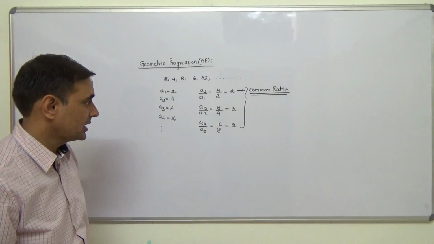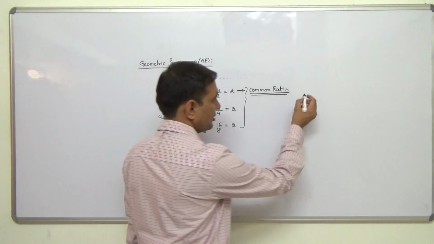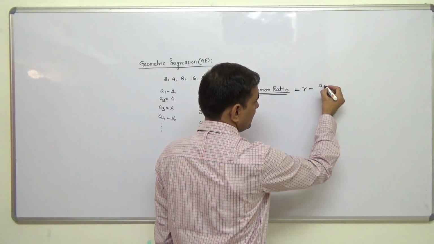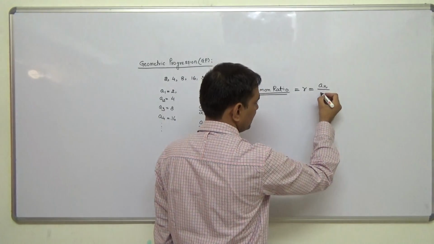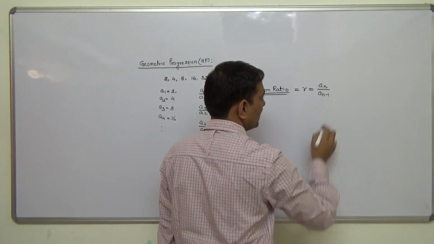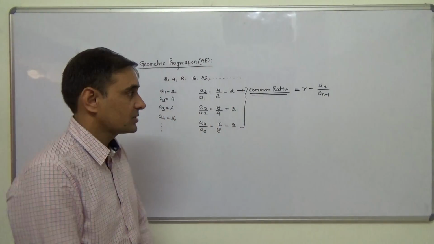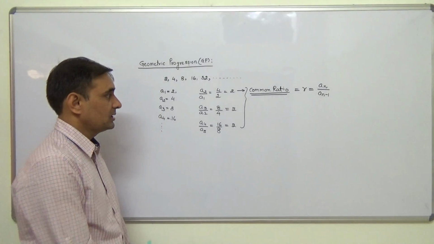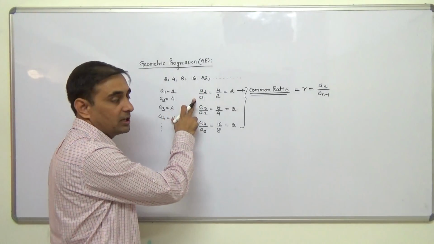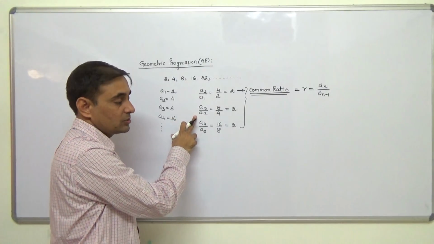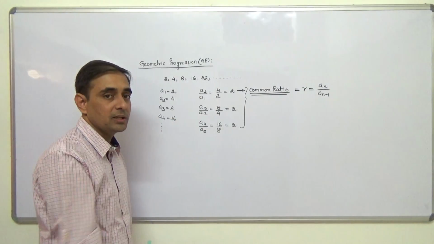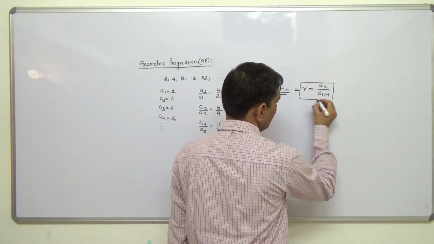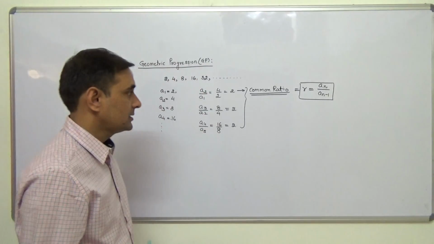Common ratio is denoted by R and we can express R as any nth term upon an minus 1, यानी कि previous term, any term divided by previous term. For example, here R can be found by A2 by A1, by A3 by A2 or by A4 by A3. This R is known as common ratio of the GP, right?